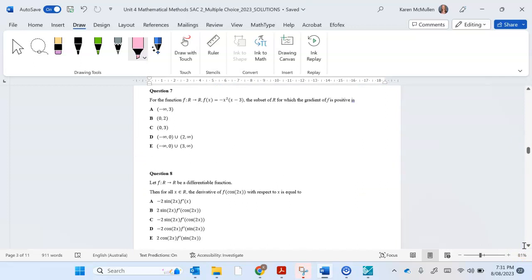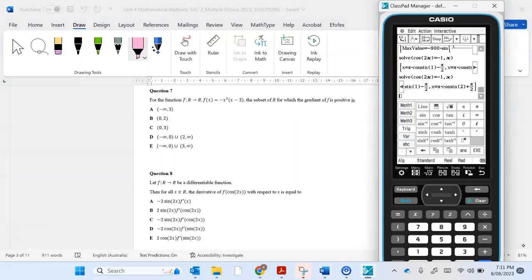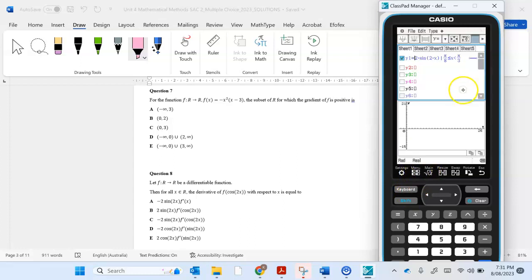All right, question 7. For the function f of x equals negative x squared x minus 3, the subset of R for which the gradient of f is positive is, so here we've got a cubic, so we can graph that. Let's do that on the calculator. Gosh, what am I doing? Menu. Oh, let's just clear everything.